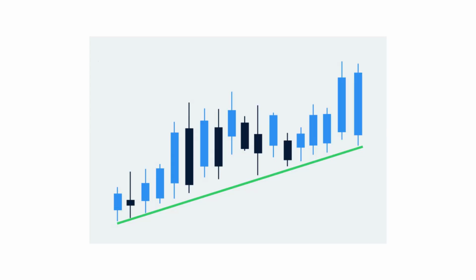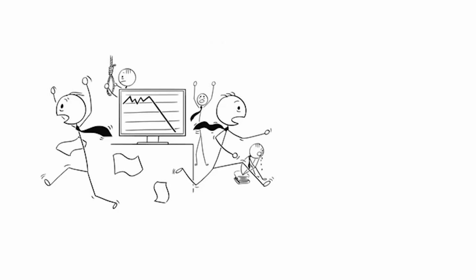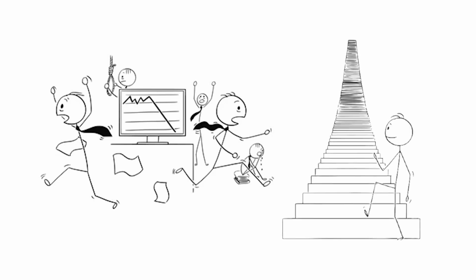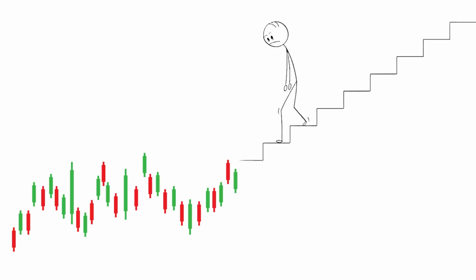Number 2, trend lines. Trend lines show you which direction a stock is moving. Is it going up over time? Is it going down? Or is it just bouncing sideways? Think of a stock price like walking up or down stairs. When you walk upstairs, each step is higher than the last one. When you walk downstairs, each step is lower than the last one. Stock prices make stairs too.